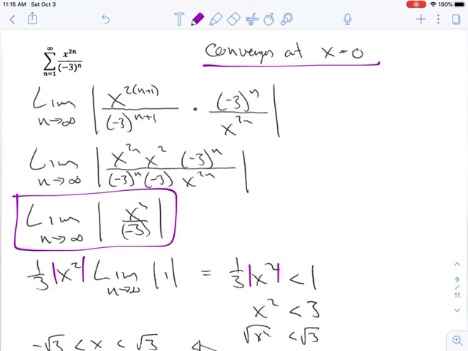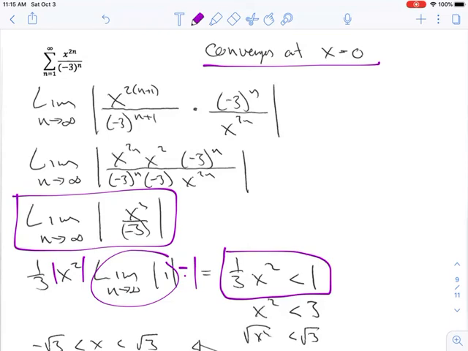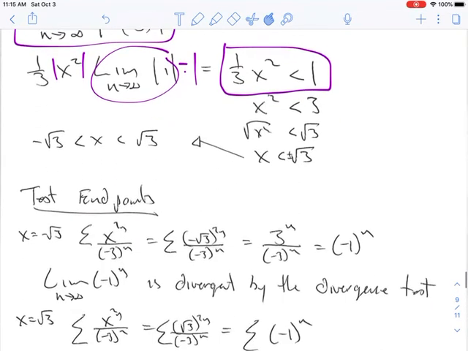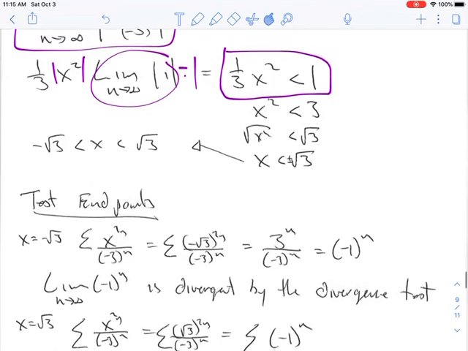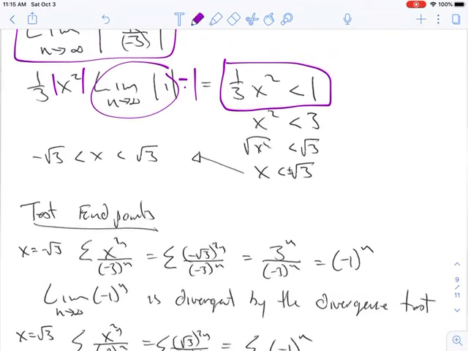And so that has to be less than 1. The reason is that the limit of 1 is 1; the limit of a constant is a constant. Let's take this and solve it for x. Multiplying both sides by 3 and taking the square root of both sides, we end up with the absolute value of x less than the square root of 3, so x is between plus or minus the square root of 3.